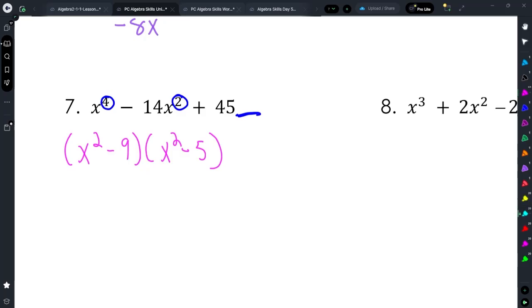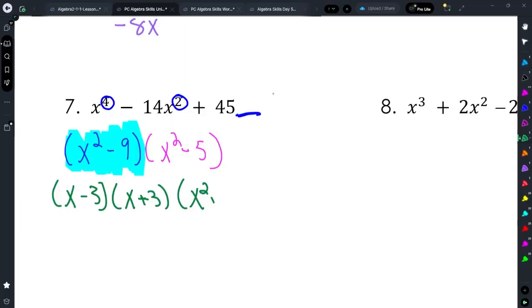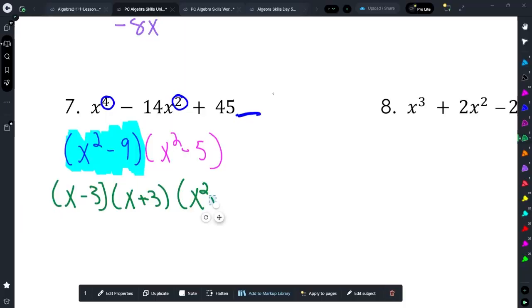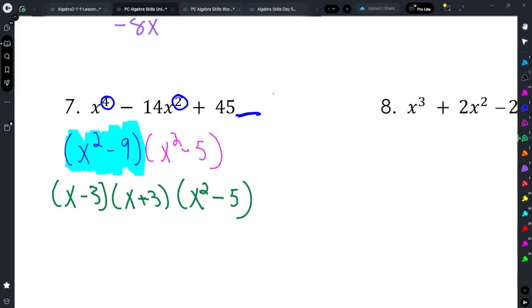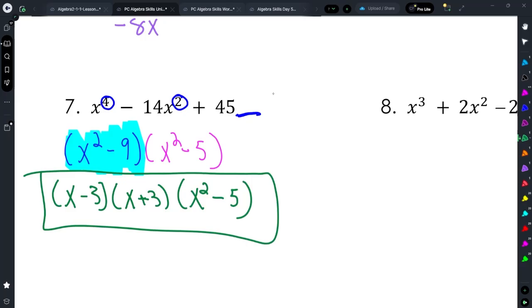Now, we can also look at this and say, oh, we can factor that. That's a difference of 2 squares. And then we have that x squared minus 5 still. So that is our completely factored answer.